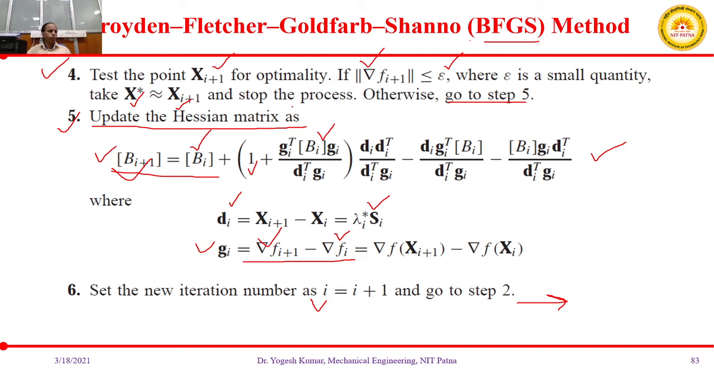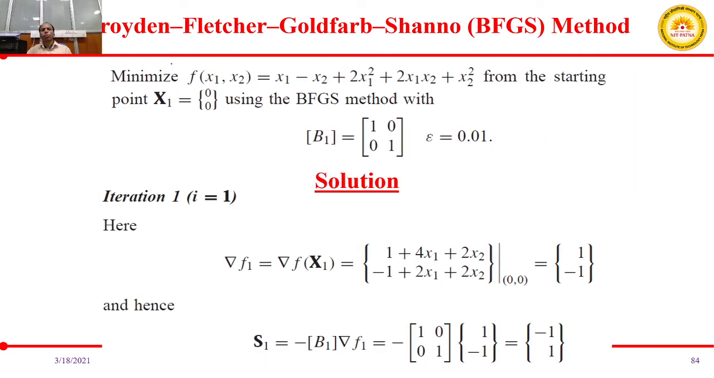Let us try to understand by implementing this method on the same problem we have been discussing from the start. The problem remains the same: minimize the function f of x1, x2, which is equal to x1 minus x2. We continue starting from the point x1 equal to 0, 0, using the BFGS method with the given value B1 equal to the identity matrix, and the termination criterion epsilon equal to 0.01.